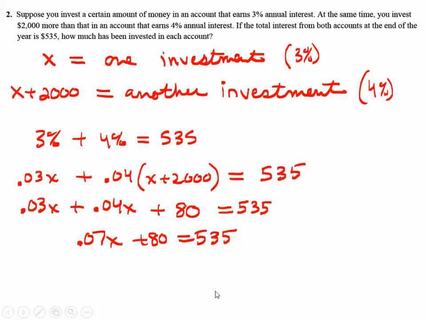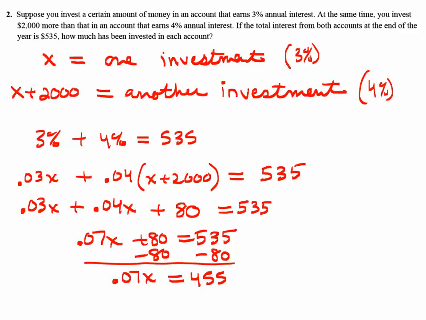All right, what should we do here? Subtract 80 from both sides. I go with that. Boom, that would be 455. All right, on these type of problems, if you want to, you could just use a little calculator to finish it off, as long as you know what you're doing. Divide through by 0.07, so 455 divided by 0.07 turns out to be exactly $6,500.